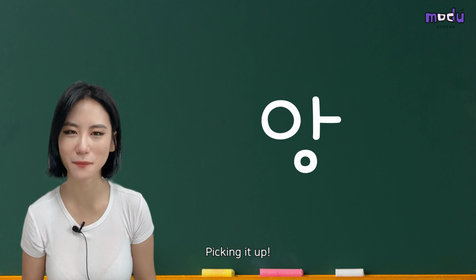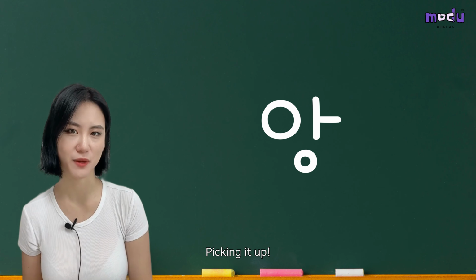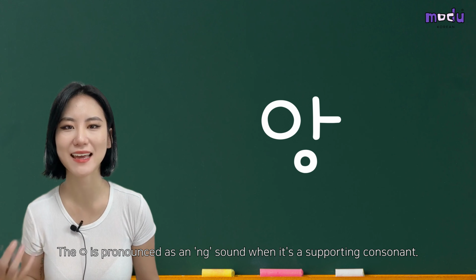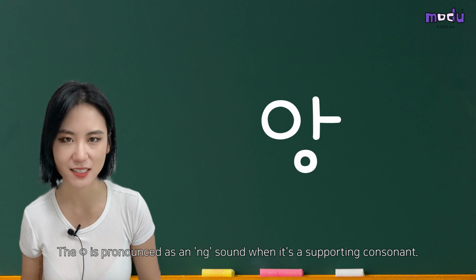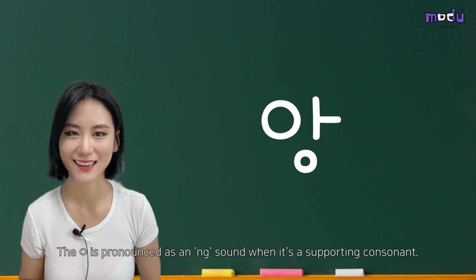All right, let's pick it up a little bit. The circle character is a little bit of a special one. All right, so this is pronounced with a ng sound on the end. So this will be pronounced as ang.